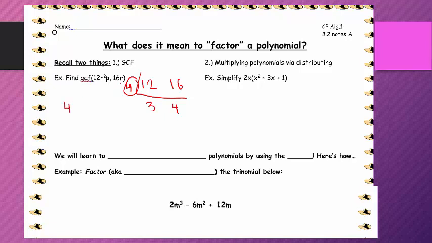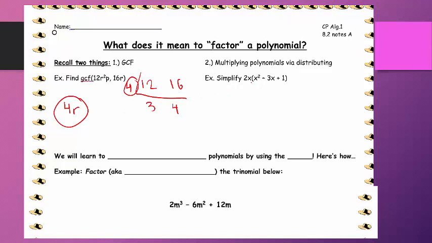And with regards to the letters, you have to take what's in common. So they both have an R. Only one of them has a P, so you can't use P in the GCF. So therefore, 4R is your GCF. You're always looking to take the smallest amount of letters that the items have in common.